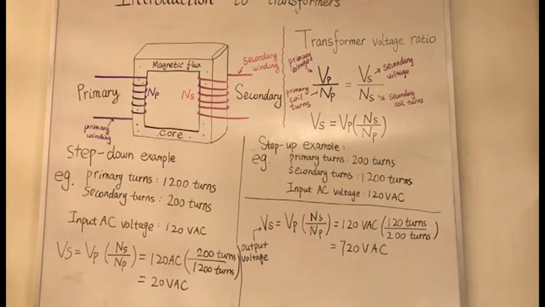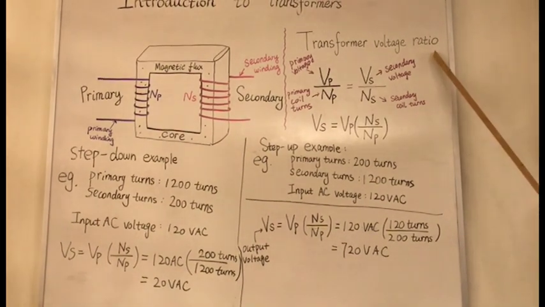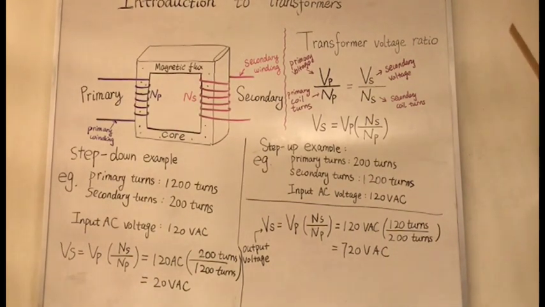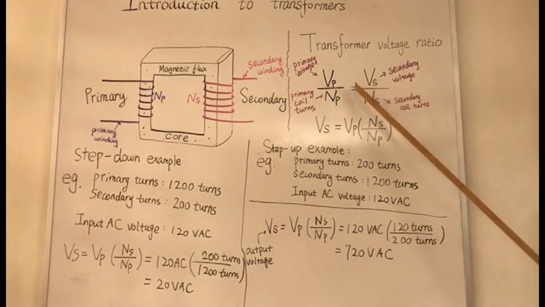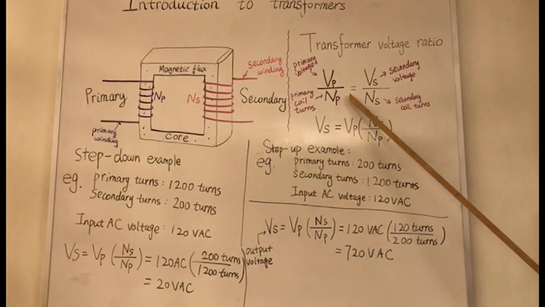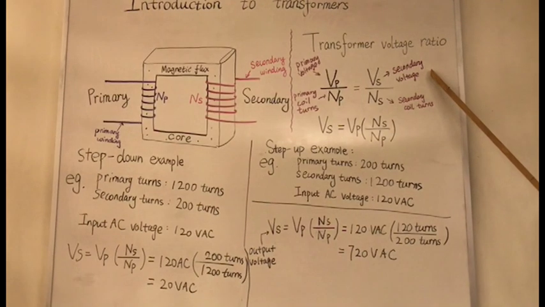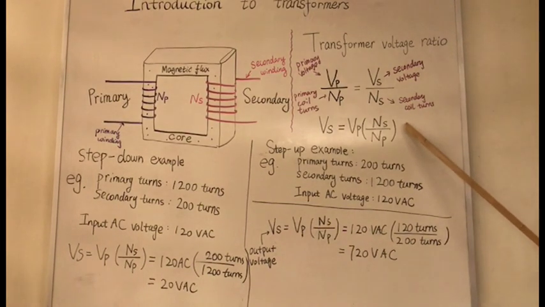A step-up transformer will have an output AC voltage that is higher than the input voltage. We can calculate the input and output voltage using an equation called the transformer voltage ratio. This equation shows that the voltage is proportional to the ratio of coil turns. Here we have Vp, which is the primary voltage, the input voltage, over Np, which is the number of turns in the primary coil, is equal to Vs, which is the secondary voltage or the output voltage, over Ns, which is the number of turns in the secondary coil. We have the same equation just rewritten here in a different form.